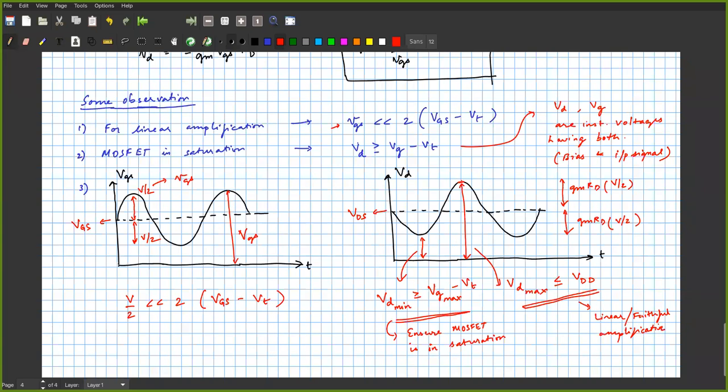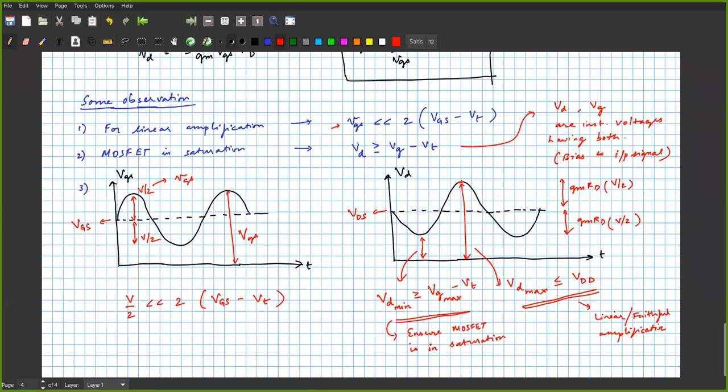Okay, understood these two conditions, right? The first one is VGS should be less than twice the overdrive voltage. That is what we saw in the first cycle, first diagram. The second one, we have seen two conditions. One is VD max, which should be less than or equal to VDD, and VD min should be greater than or equal to VG max minus VT. One is to ensure faithful amplification. Faithful means full swing output, full scale you should get. The second one is to ensure that the MOSFET stays in the saturation region.